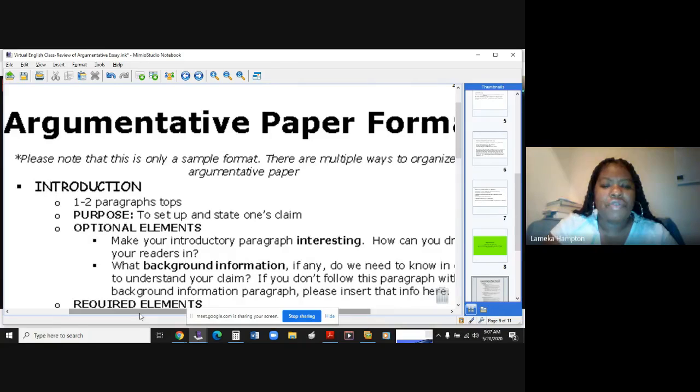Now, again, with the introduction, it says one to two paragraphs tops. You only need one. The reason I say that is because different essays require different things. But when you're writing your argumentative essay, you only need about five paragraphs total. You don't want to go overboard, because at that point you're going to be writing what's called a thesis. So I want to make sure that you keep it as short and sweet and simple and to the point as possible.